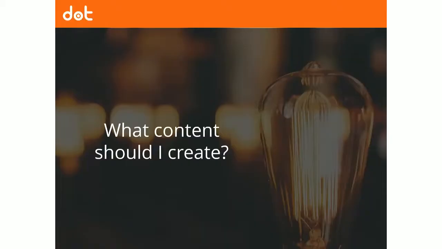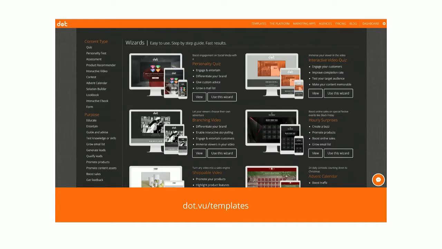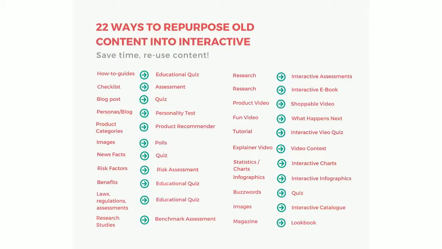So moving on. Now we've talked about some of the possibilities. Now I would like to talk about what kind of content you should create. What is the right content for you? For that, I would recommend that you visit our website, stuff.vu/templates, because we have a panel on the left which will help you filter down the different kinds of content, but also the purpose. So let's say that you want to educate your customer. Click on educate, and then you will see all the types of content that are great for that. So that's a great tool to figure out what you want to create.